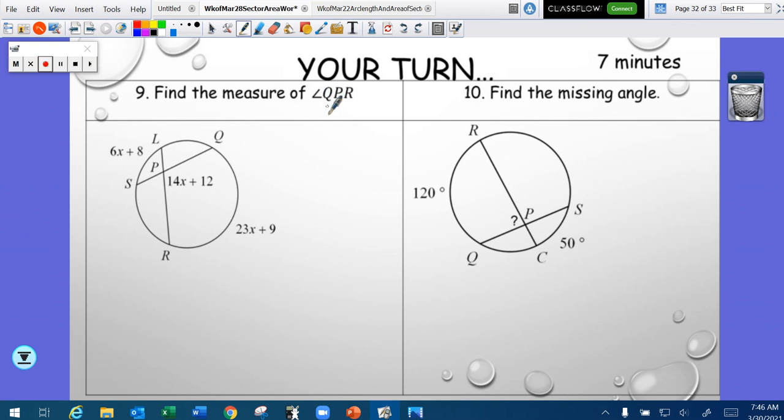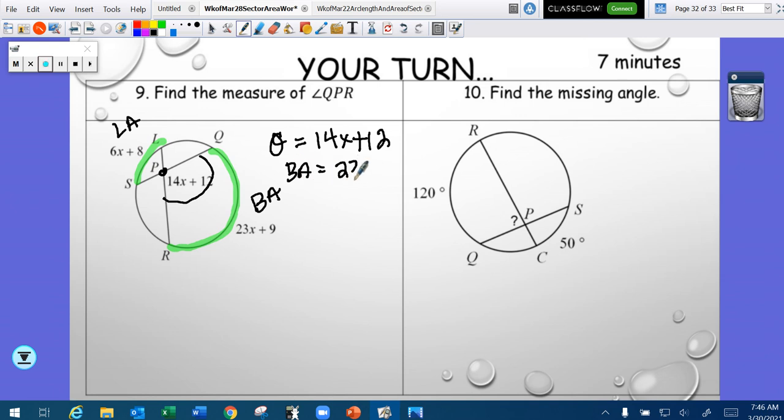So measure of QPR, that's the angle QPR. So here is P, and then I need to do Q, P to R. So that's this angle that I'm finding. So theta equals 14x plus 12. This angle is on the inside. I'm going to call this the big arc because I can clearly see it's bigger than the other arc. And this right here is going to be the little arc. So I'm going to say big arc equals 23x plus 9, and little arc is equal to 6x plus 8.